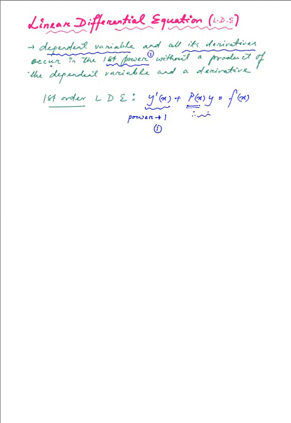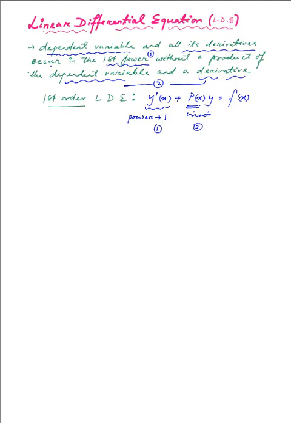And then we have the second condition over here, where the dependent variable and a derivative are not multiplied. So this is the second condition that we observed over here. Therefore this equation that we have over here defines a linear differential equation.